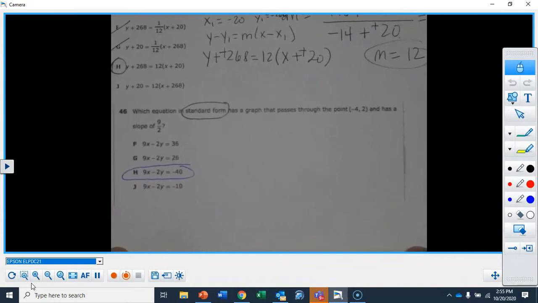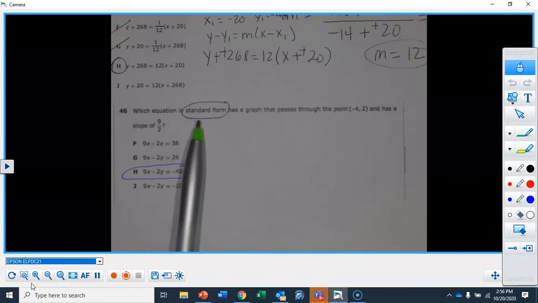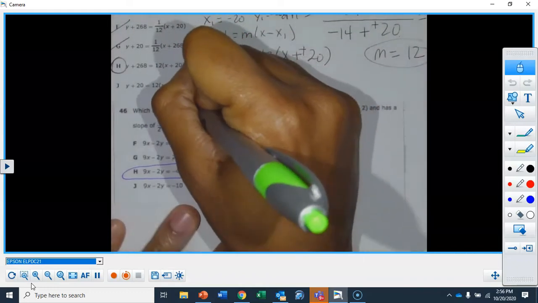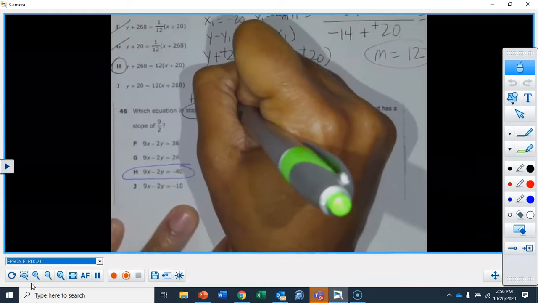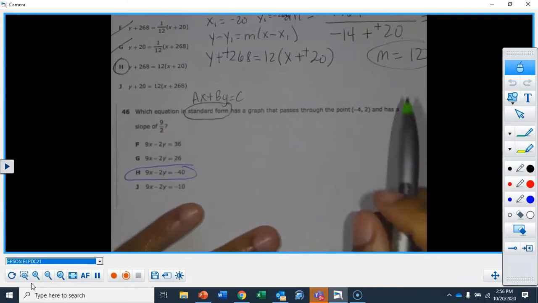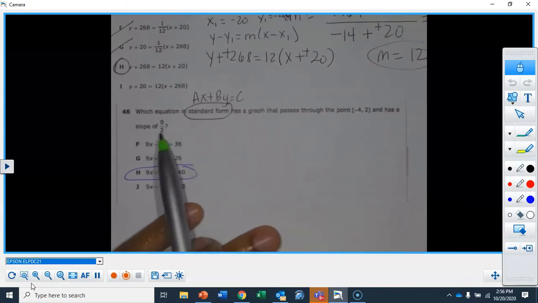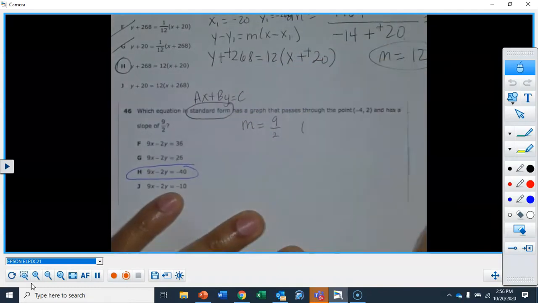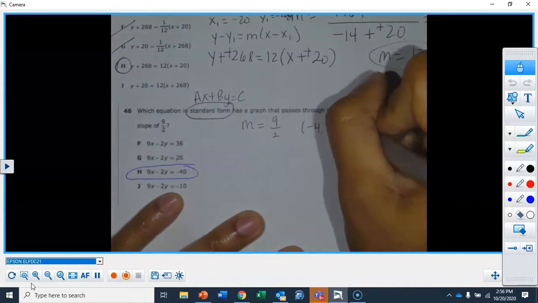Now this one I worked out in class. I'll go through it super fast, okay? But I circled again which equation in standard form. So as soon as I see standard form, Ax plus By is equal to C, okay? Which equation in standard form has a graph that passes through this point and has this slope, right? So again, they've given us the m, which is 9/2. They've given us the point, negative 4, comma 2.